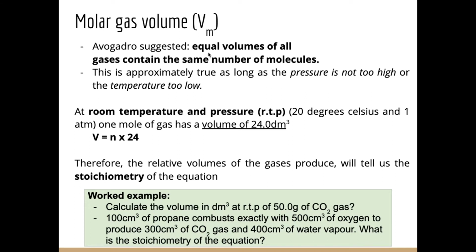Now, because we have this constant where equal volumes of all gases contain the same number of molecules, if we have the volumes of gases reacted and produced, then we can very simply work out the stoichiometry of that equation. So we have this example of propane combusting. If you're playing along at home, as always, pause now and check afterwards.